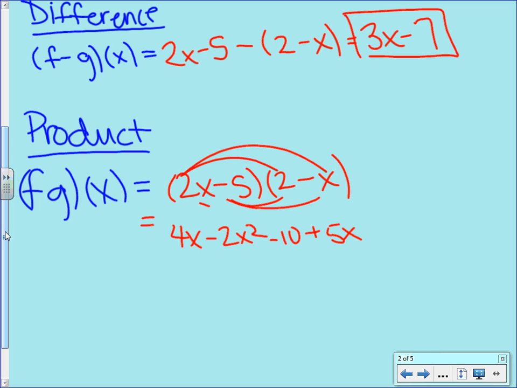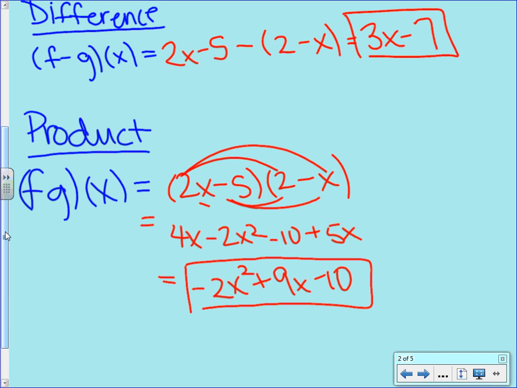If it is a polynomial, I like your polynomial to be in order based on the degree of your variable. So what value do I want you to write first? Negative 2x squared, then plus 9x, and then minus 10. Our resulting function is what kind of function? Quadratic, thank you. What is the domain of any quadratic? Negative infinity to positive infinity. Very good.